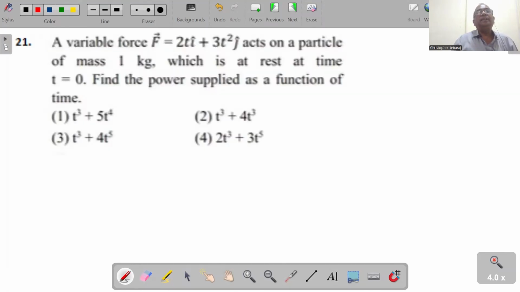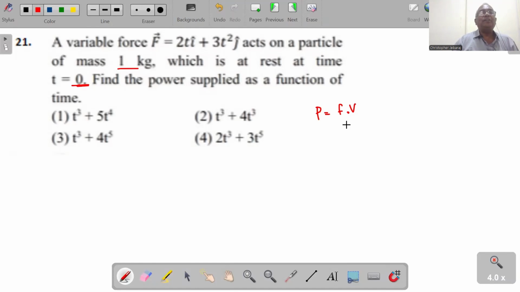A variable force F is equal to 2t i plus 3t squared j acts on a particle of mass 1 kg, which is at rest at time equal to 0. That means it's starting from rest. Find the power supplied. Here force is given, mass is given, so we can find acceleration. If we know acceleration, we can integrate and find velocity. Power and velocity have a relation, F dot v. We already have F, so we only need to find v.